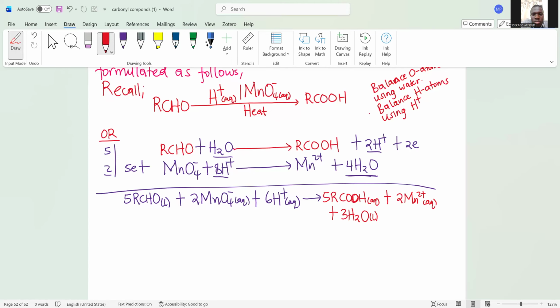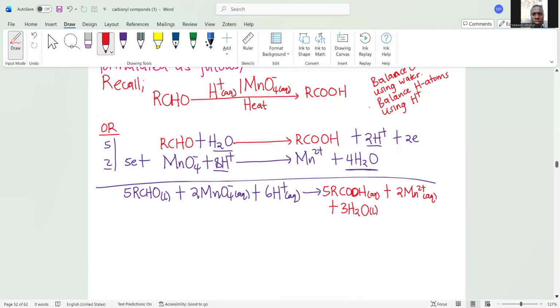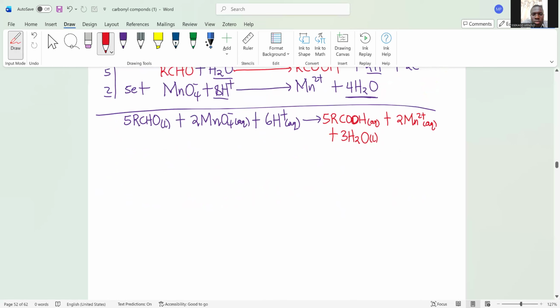That is the equation. Now I take a specific example. If it is ethanol, I have said ethanol is taken to ethanoic acid.